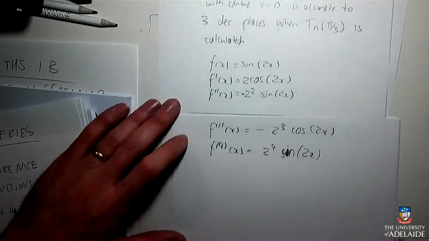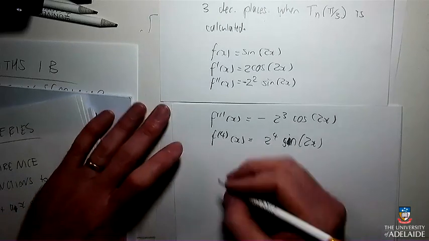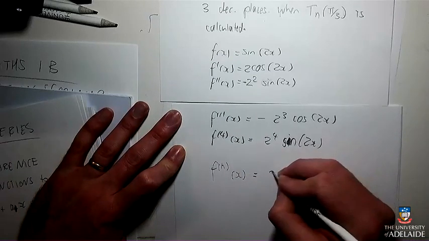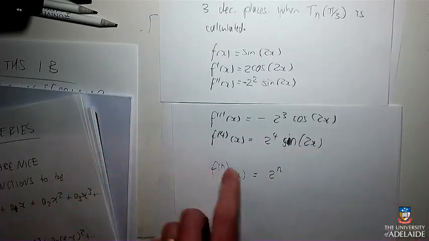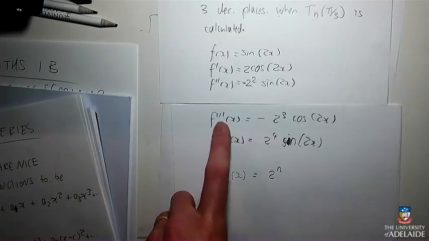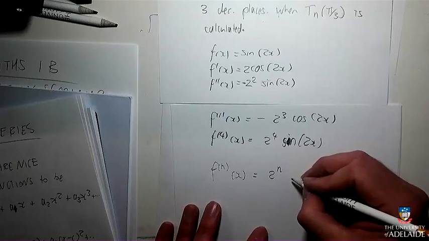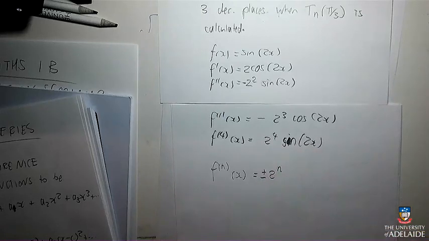But what we do have is that the nth derivative is 2 to the power of n, definitely. The 4th had 2 to the power of 4, the 3rd had 2 to the power of 3. Yep, and it's either going to be plus or minus 1, possibly one of those, and it'll be sine or cos.